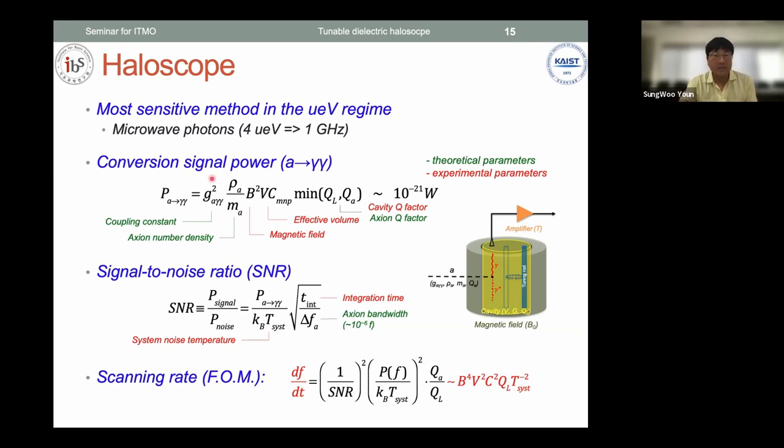The first thing is conversion power. We have some theoretical parameters, couplings, the axion number density, and the axion quality factor, and also the experimental parameters. We need a magnetic field with large volume and high quality factor. At the end of the day, even with larger and larger experiments, the axion signal power remains 10 to the minus 21. This is very small.